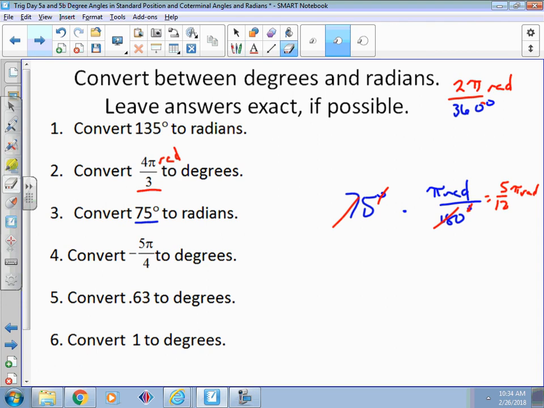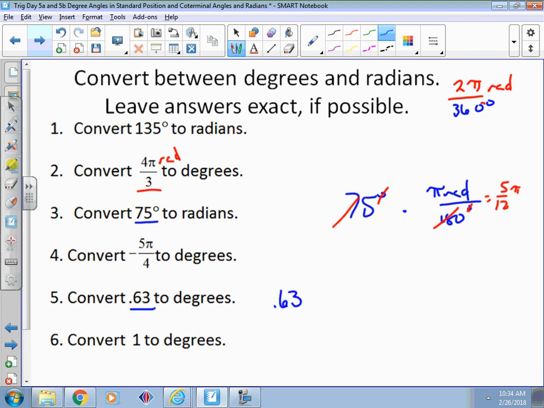Now you don't have to write the word radians. If you have no units written there, I already know that that's in radians. This is 5/12 of a radian. How about 0.63? Oh, there's no units on that. It must be in radians. So let's figure out how many degrees that is.